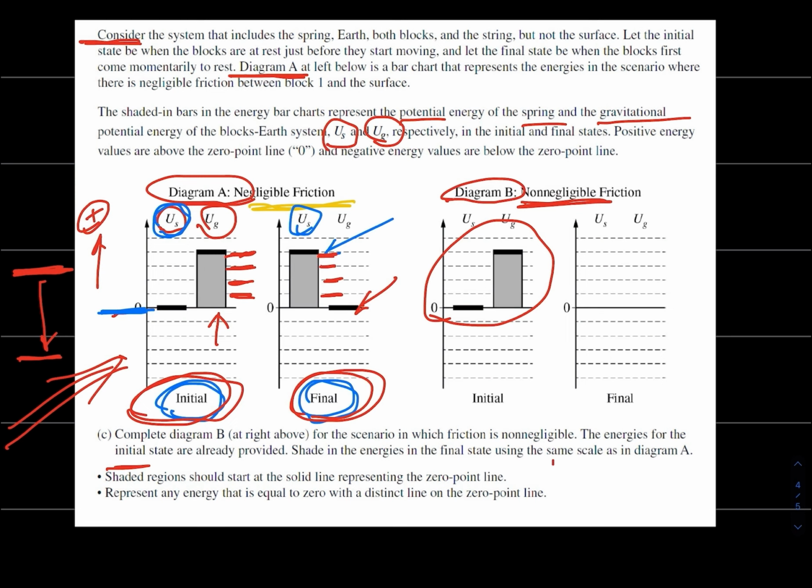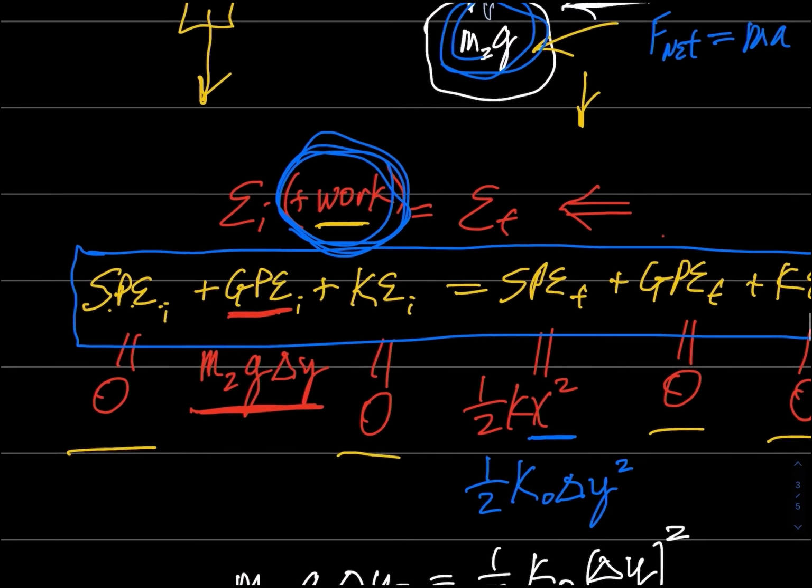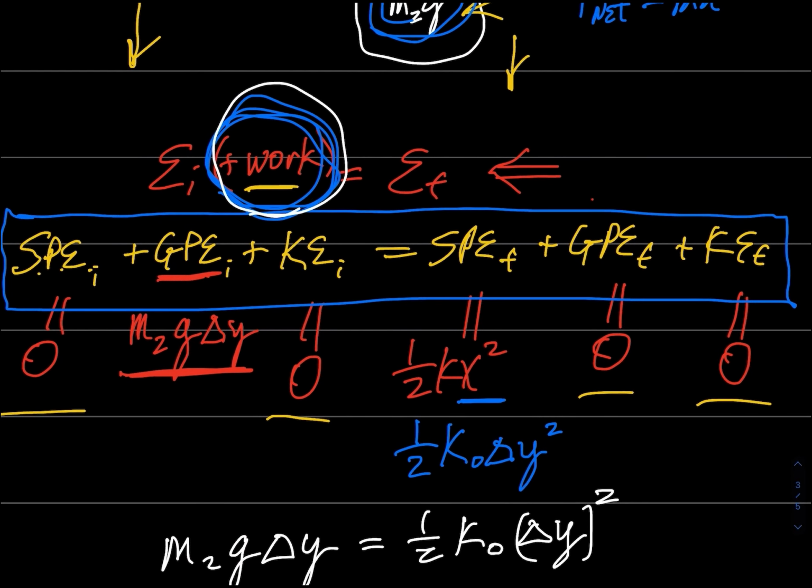And then down here, it just says use the same scale, shade if it's positive above or negative below the line, and if it's 0, draw a distinct line like they did. All right, so all we have to do is figure out just qualitatively, not quantitatively, what's going to happen if there's friction. So what is going to happen if there's friction? If there is friction, energy is going to be stolen from us while the mass descends.